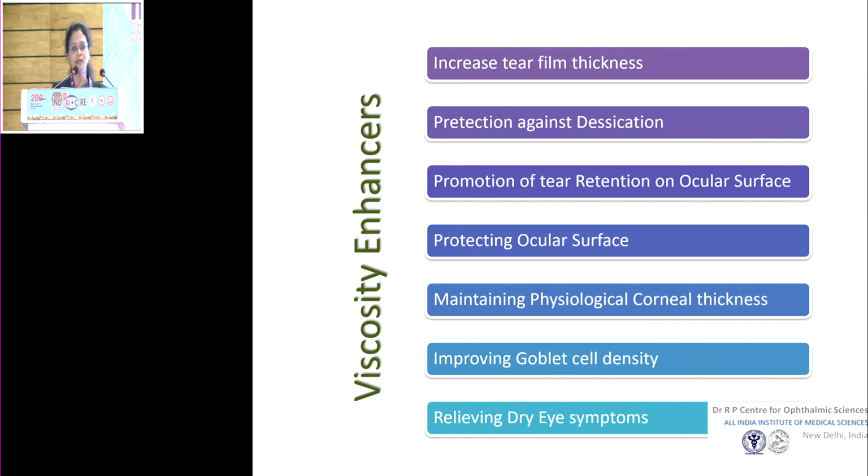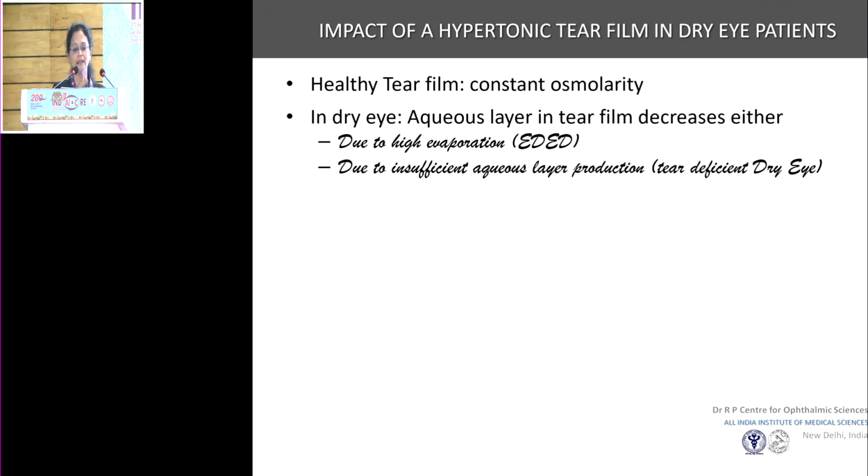when you're choosing medications. And what does your medication need to do? It needs to increase the already damaged tear film thickness, protect the ocular surface epithelial cells from further drying, help in the retention of the drop on the ocular surface, retain or bring back the physiological conditions of the tear and the corneal thickness, improve goblet cell function, and relieve dry eye symptoms.